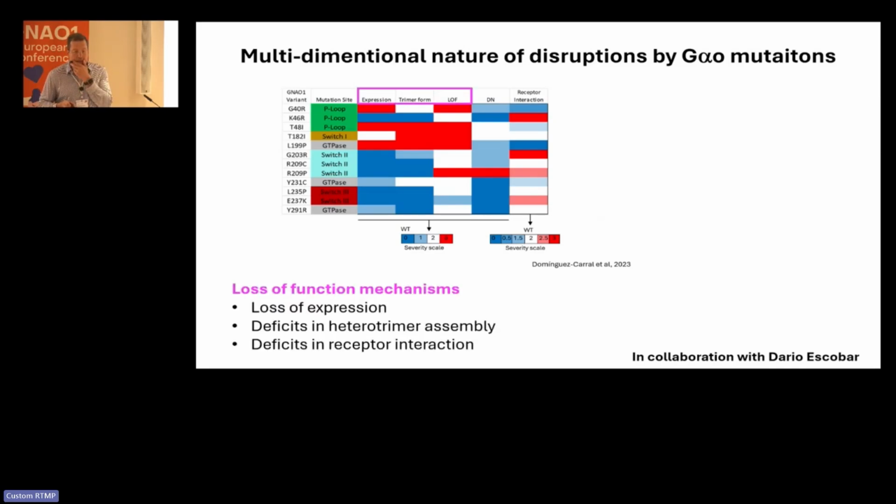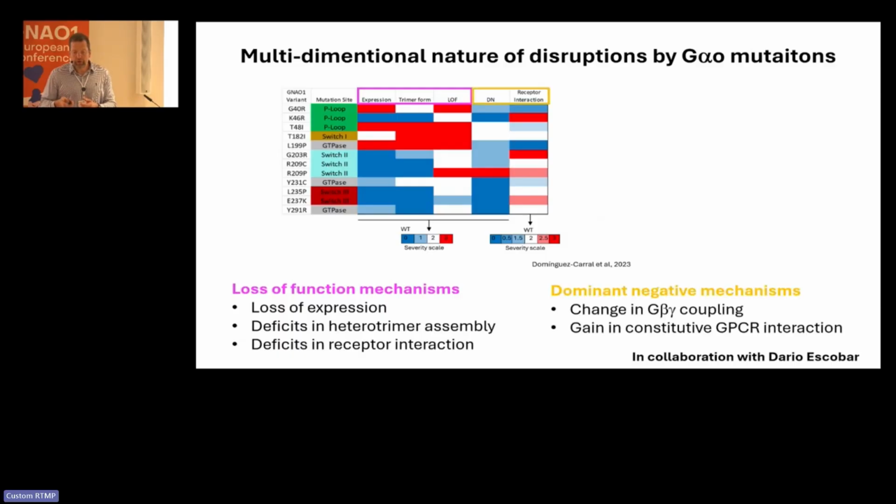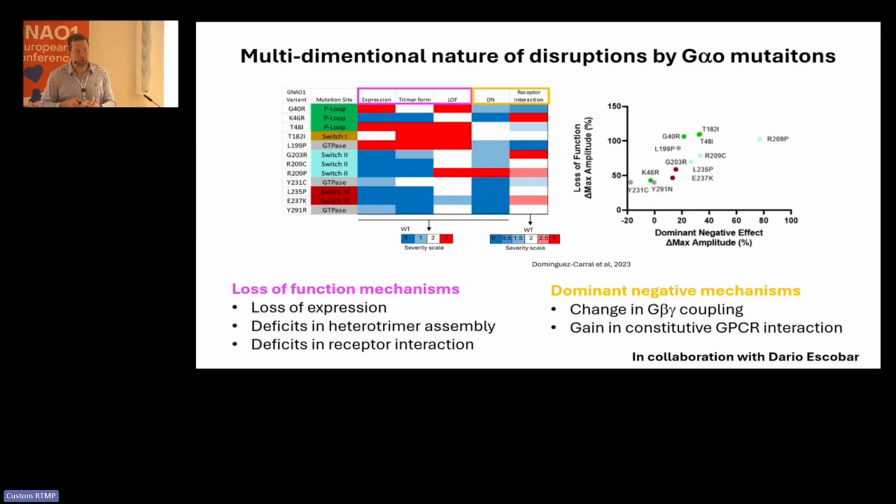And what we find from this analysis is that there are different mechanisms that contribute to this disorder. There are clearly some of the clear loss of function mechanisms that produce the loss in expression of the protein, or deficits in the heterotrimer assembly. But also there are prominent dominant negative mechanisms, such as change in the ability to couple to the G beta gamma subunits, or gain, for example, of constitutive interactions with the G protein coupled receptors.